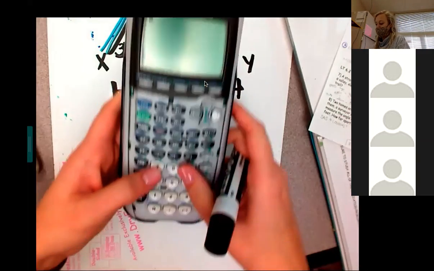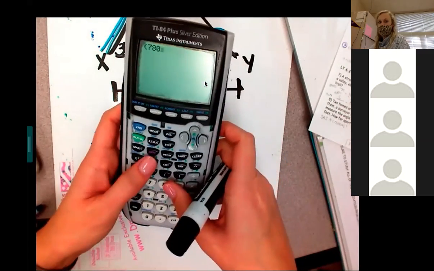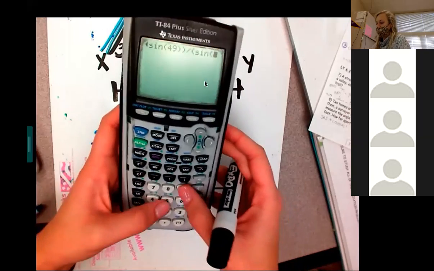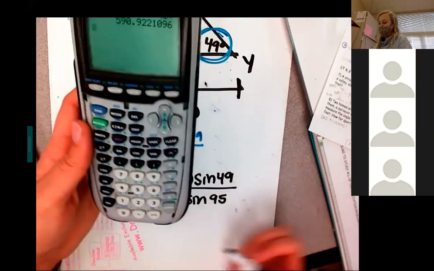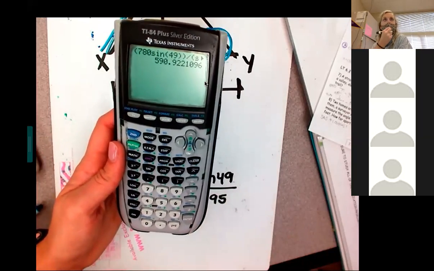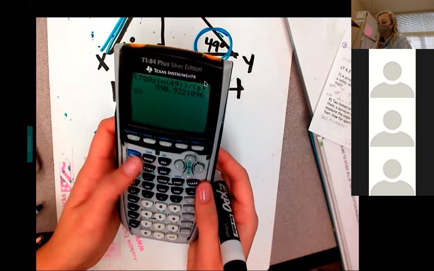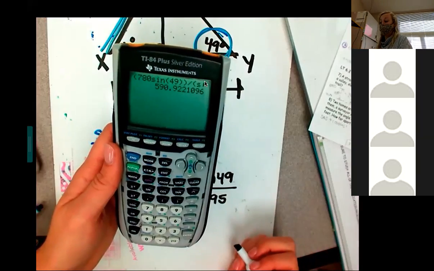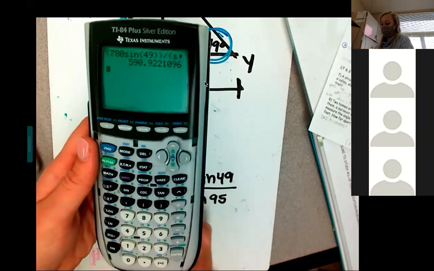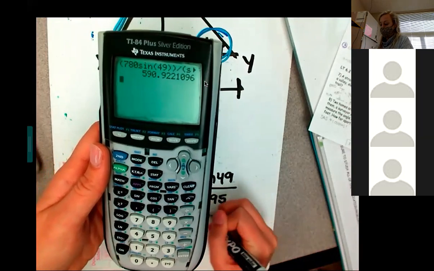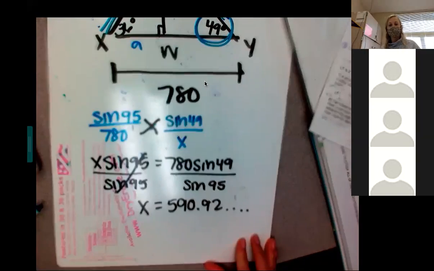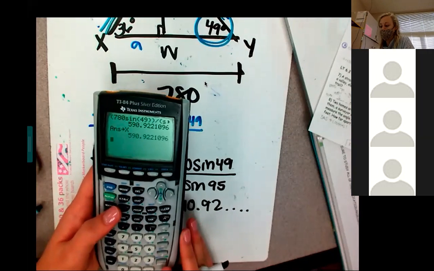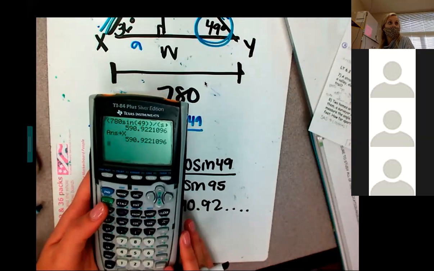So if I type in 780 sine of 49 and divide that by the sine of 95, I'm getting for X 590.92. Is that what y'all got? Okay, it should be 590.92. That's what my paper up there says. And I'm not going to round to that though, so I'm going to put dot, dot, dot down here. And now I'm going to store that as X. Store as X. So it's in there. Y'all okay?